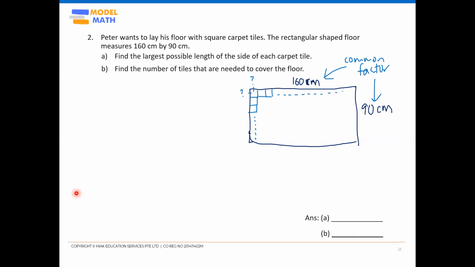All right, so that means we are going to list out our factors of 160 and list out our factors of 90 and then decide what is the common factor between 160 and 90. And not only do we want common factors, in fact, we want the largest common factor and we call that highest common factor. All right, so because I need to know what's the biggest possible length of the square tile.